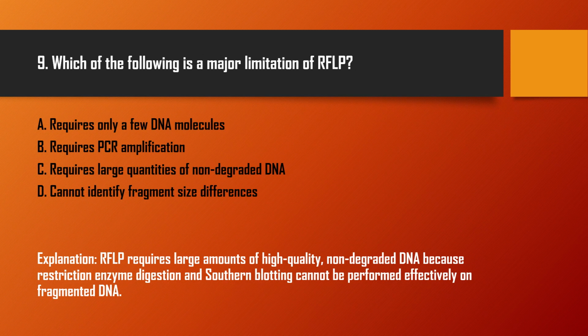Now moving on to the ninth question. Which of the following is a major limitation of RFLP? A major limitation of RFLP is that it requires a large amount of high quality, intact DNA. If the DNA is degraded, restriction enzymes cannot cut it properly, resulting in an inaccurate and unreliable fragment pattern. So the answer is requires large quantities of non-degraded DNA.